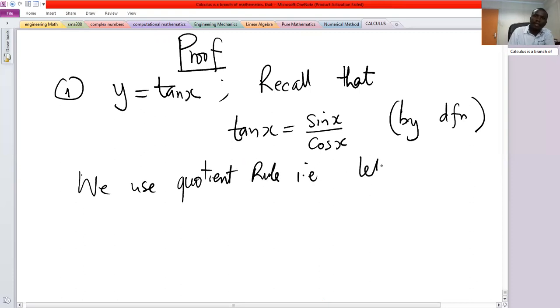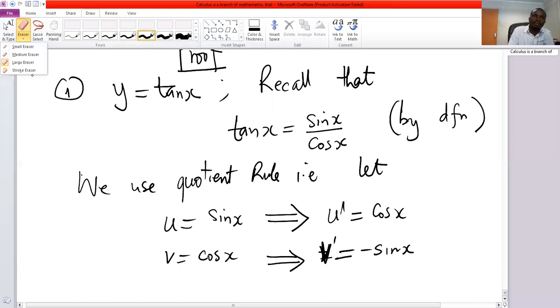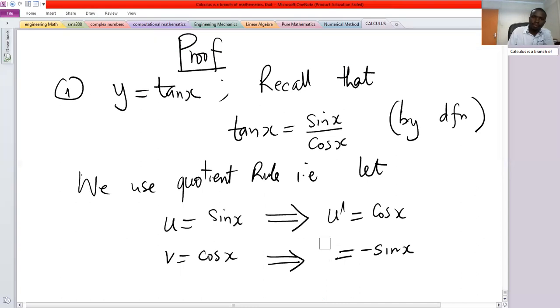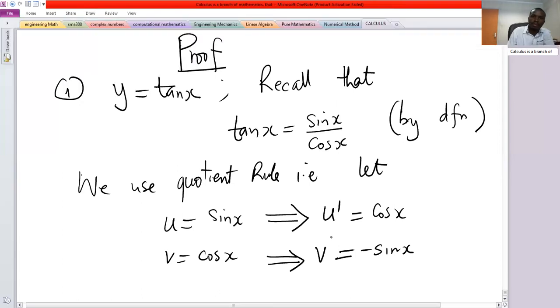That is, let u be sin x and let v be cos x. Now when u is sin x, then u prime, the derivative of the sine function, is the cos function. The derivative of the cos function, v prime, is negative sine x. This is u prime, this is v prime.